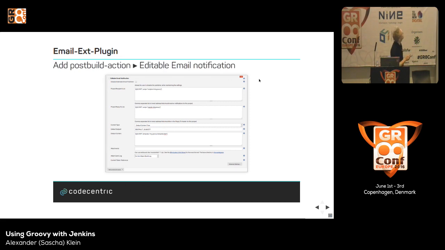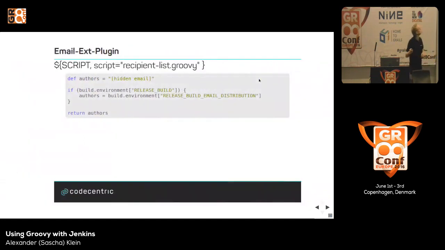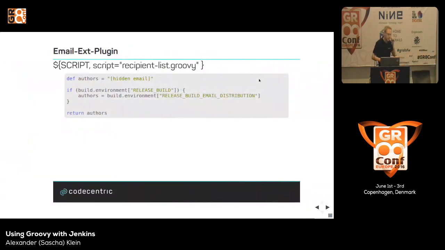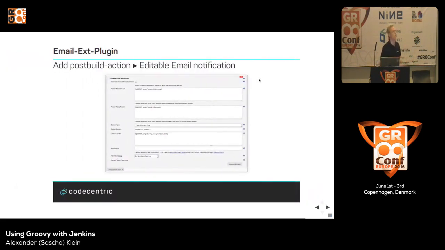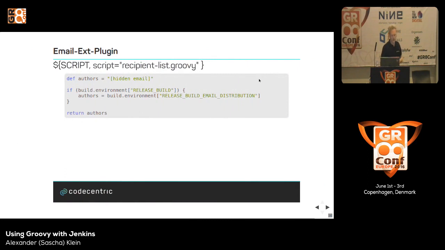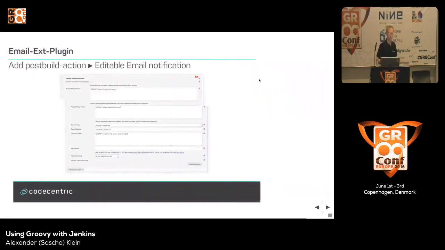You can either write the normal recipient list in there if they're static, but you can also use, I think I have it on the next slide, yeah, these dollar curly braces script, and then you can give a script. The script will then be used to evaluate the recipients or the reply-to list or whatever. And the content as well. So here, just write a Groovy script that returns a string, and the string will be used as the expression in this area.